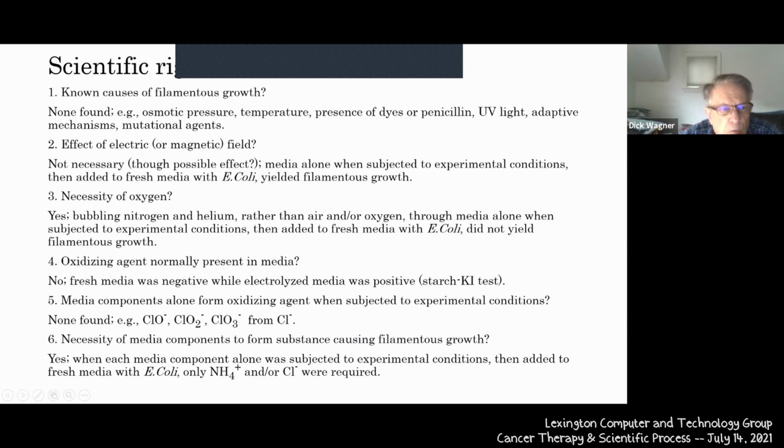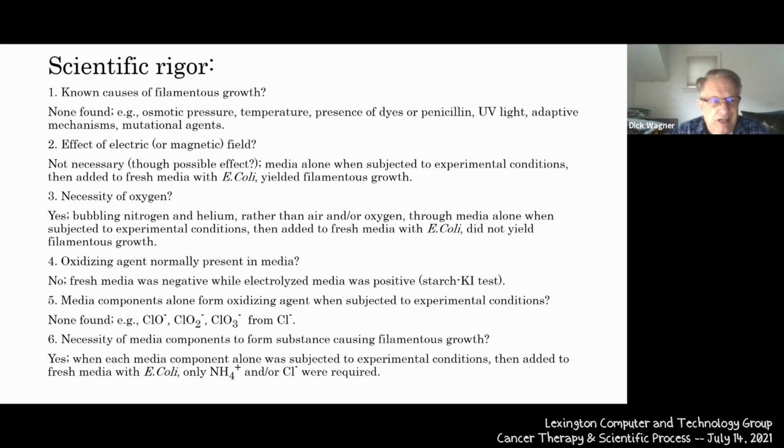they looked at, well, what's causing the filaments to occur? Is it some known form of filamentous growth? Is there something that is known that causes this? Because some of these things were known. So they ruled out osmotic pressure as a causative agent, temperature being wrong. It was at 37 degrees. That's normal growth temperature. Any dyes or penicillin, which is known to cause filaments? No, none are there. Any UV light present? No. Any other adaptive mechanisms that bacteria would use to form filaments? None that they were aware of.